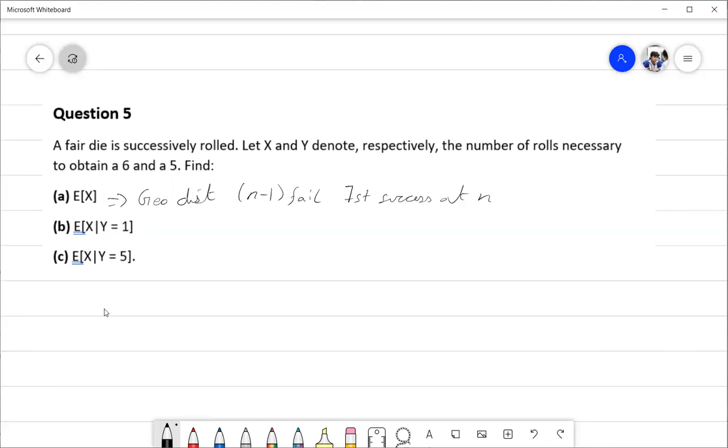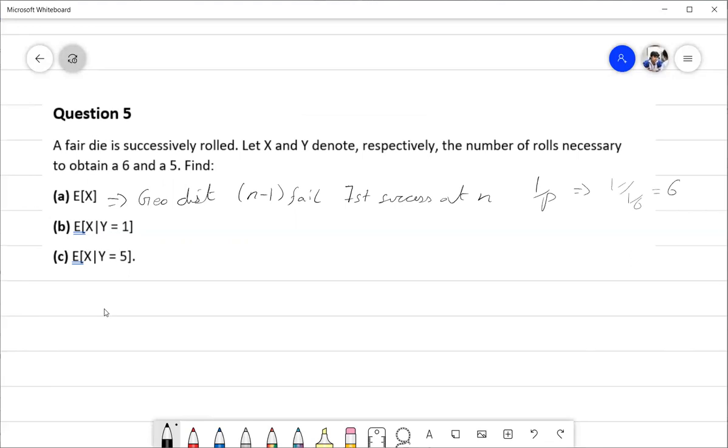So what's the expectation of a geometric variable? That is 1 upon p. What is p? p is the probability of you getting a success. Because it's a fair die and you need just one number, that would be 1 upon 6. So 1 upon 1/6 is 6, right? Part A is pretty simple.